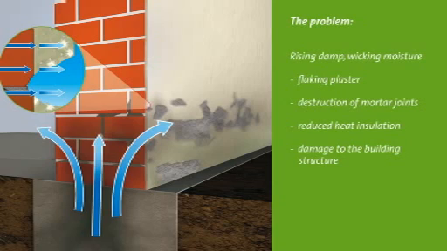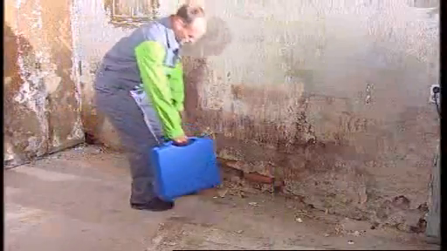The salts crystallize on the surface and destroy the plaster and masonry. The inevitable consequences are flaking plaster, destruction of the mortar joints, reduced thermal insulation, destruction of the building fabric.